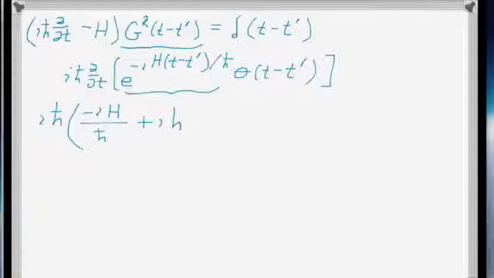What am I going to get? I'm factoring out the iħ. I'm just going to get delta, right? Delta t minus t prime, letting it act on the theta term, and then I get my Green function back. Is that right? No, I don't get my Green function back. I'm trying to go too fast.